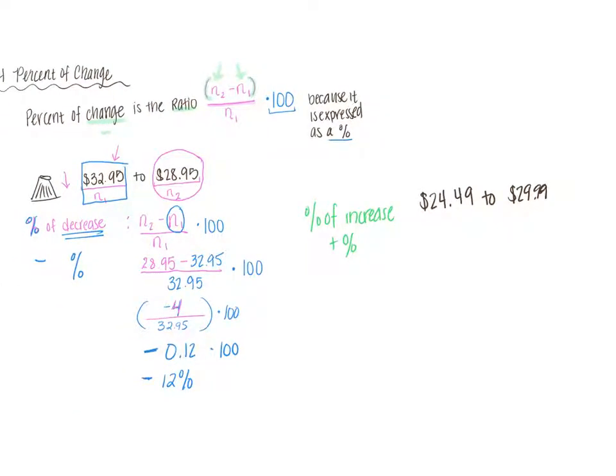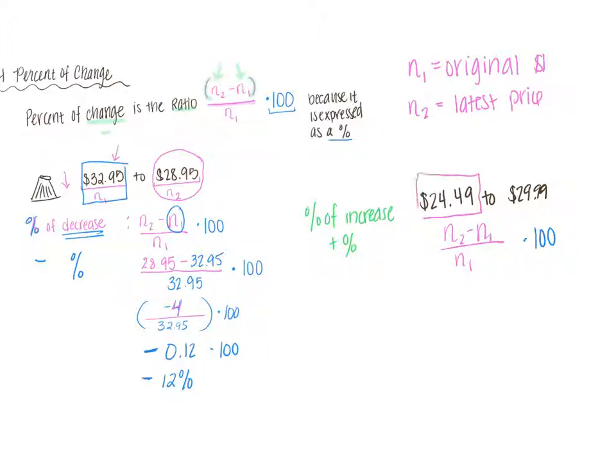Well, it's the same formula. Remember that I have this N2 minus N1 over N1 times 100. So the trick now is to recognize which one's N2 and N1. Well, N1 is always my original price. I might want to make a note of that. N1 is my original price. N2 is always the latest price, whether it's higher or lower. So if N1 is the original price, if I'm talking about my sweater here, this is my N1, and this is my latest price. This is N2.